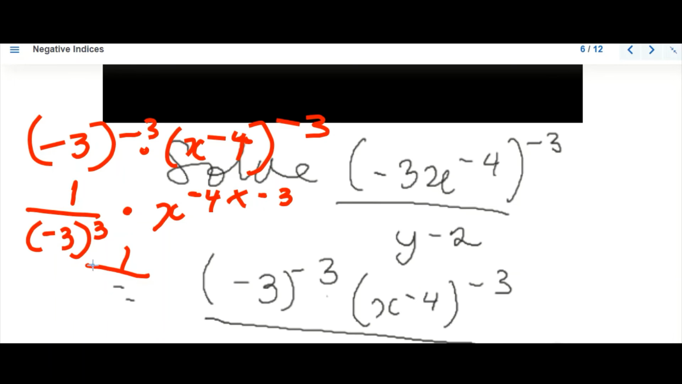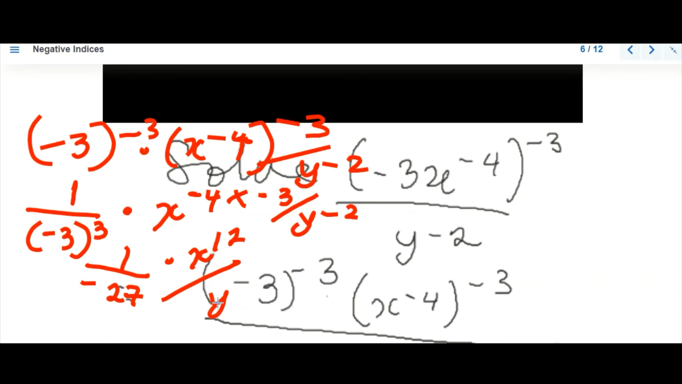So this one will be 1 over 3 raised to power 3, which is 27, and we still have our minus, because by the time we multiply minus in 3 places, it will give us minus. So we have minus 27, then we have our x raised to power 12. And remember we have our denominator here, which is y raised to power minus 2. We can rewrite this y raised to power minus 2 as x to the power 12 over minus 27, divided by 1 over y raised to power 2.